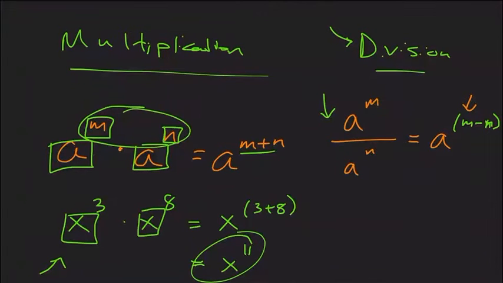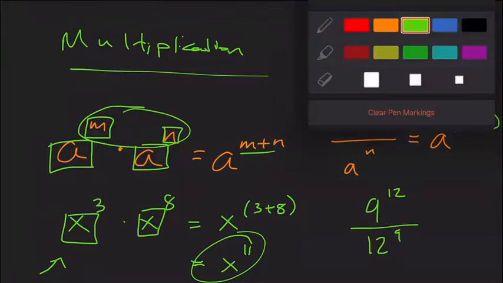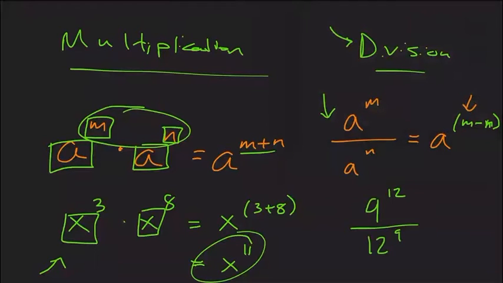Let's look at one more. Let's say we have 9 to the 12th power over 12 to the 9th power. What are we going to do here? Well, first thing, we need to look at the bases.